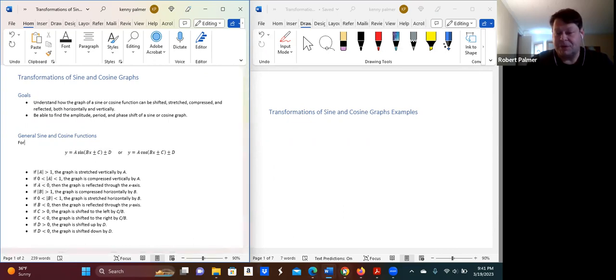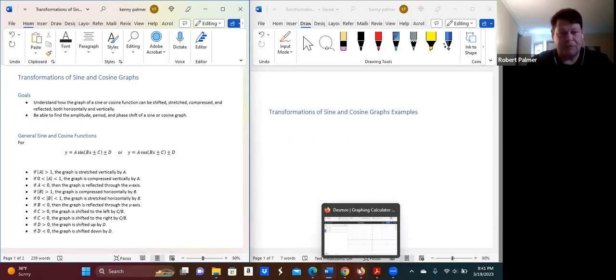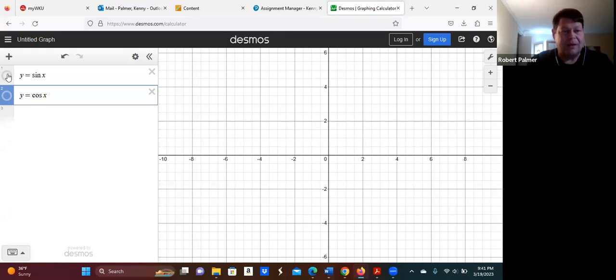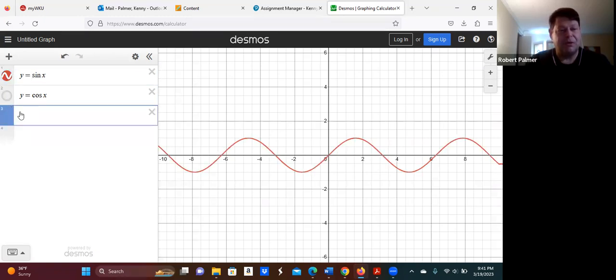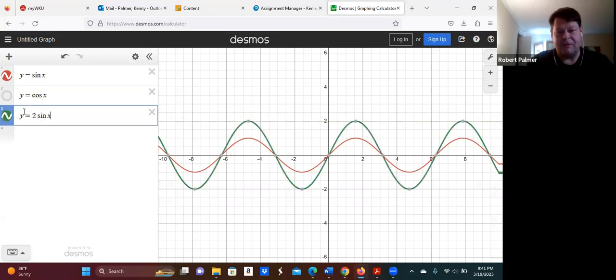Let's go back to Desmos and take a look at all 3 of those cases. Let's just start with sine. Okay, now let's say I put a 2 in front. What does that do? Actually, let me just do another different sine graph. So y equals 2 sine of x.